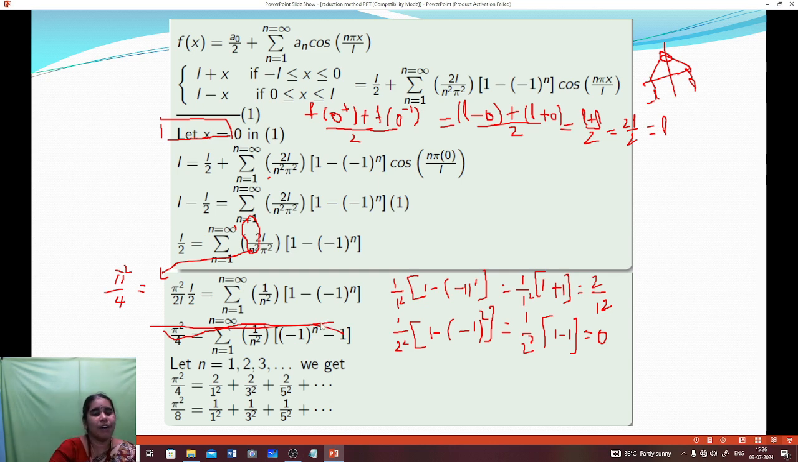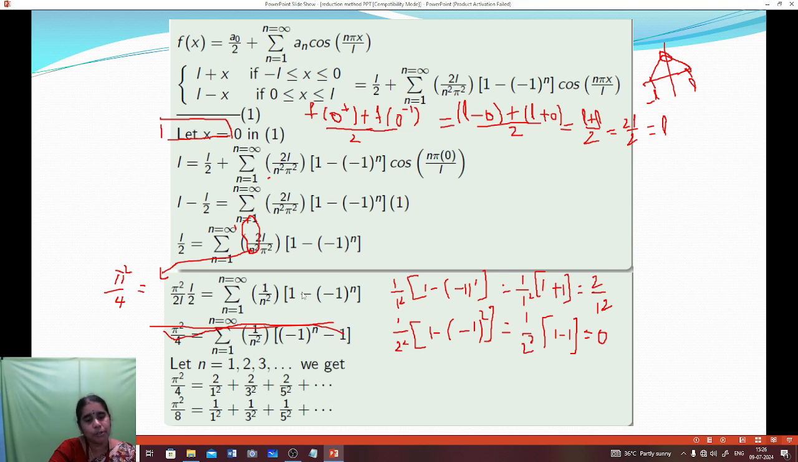Okay, now we have to substitute n values. First substitute n equal to 1. By substituting n equal to 1 in this equation, we have pi square by 4 equal to, for the first term, 1 by 1 square into 1 minus of minus 1 power 1. That is 1 minus of minus 1, which is 1 plus 1, 2. So 2 by 1 square. This is for n equal to 1.